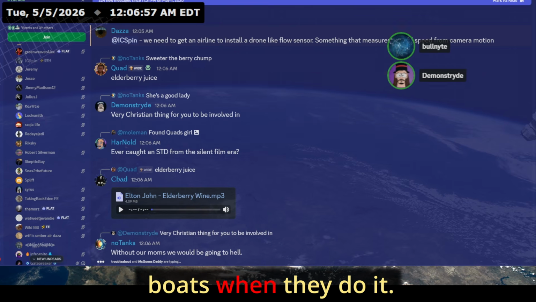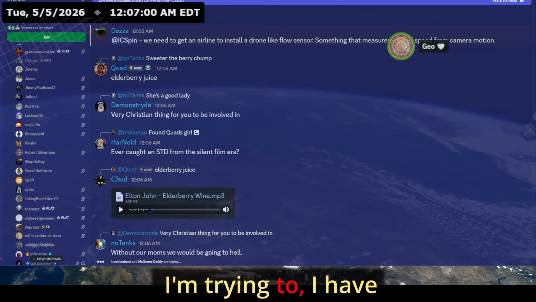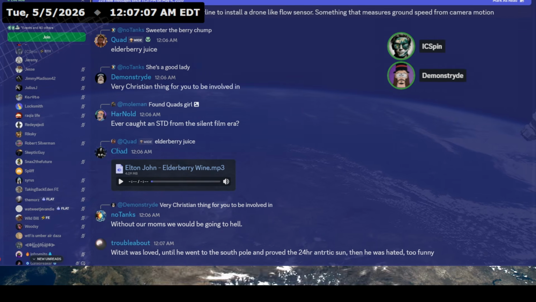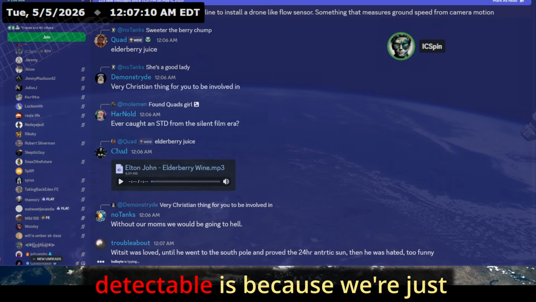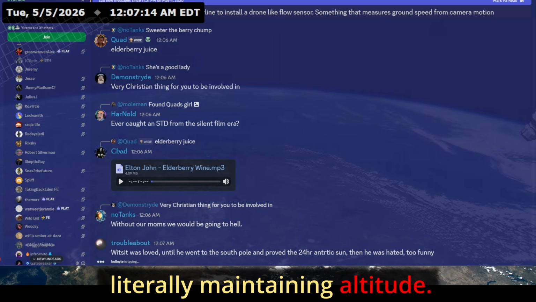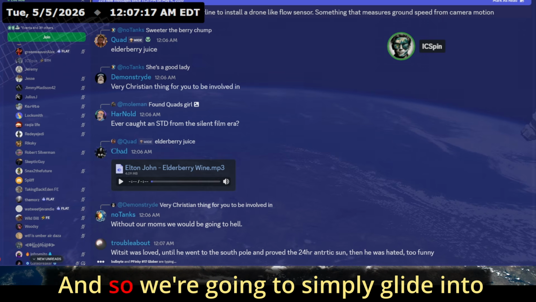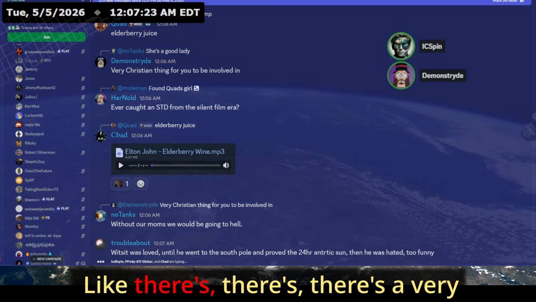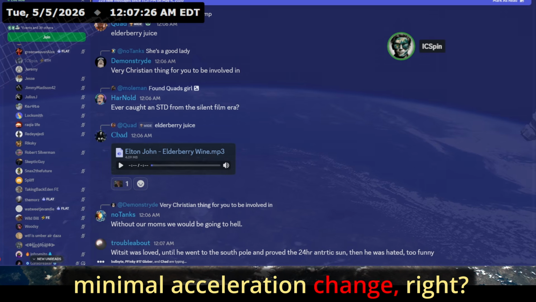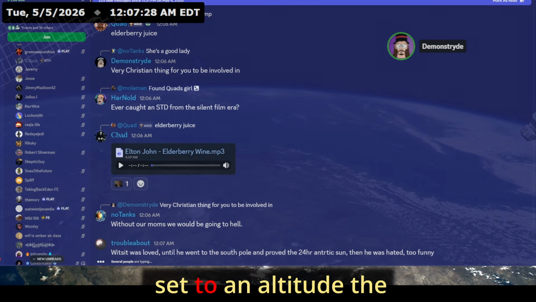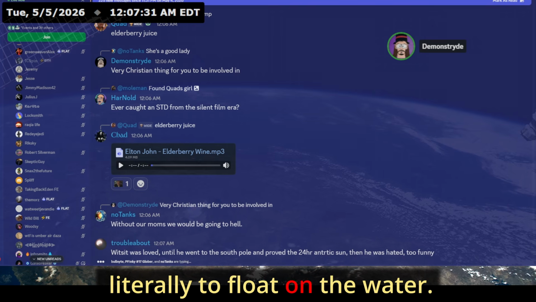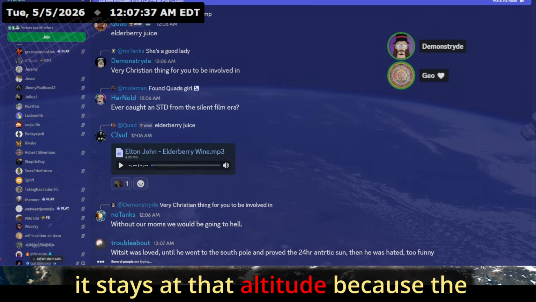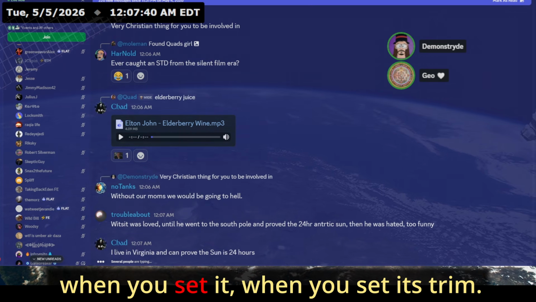It's as detectable as when boats do it. I'll tell you the reason I don't think it is detectable: we're just literally maintaining altitude. We're maintaining air pressure, so we simply glide into an air pressure without changing anything else. There's a very minimal acceleration change. You trim and set to an altitude the same way a boat is trimmed to float on the water. You could put a hole in it and go at a lower altitude, but just like a boat, it stays at that altitude because of the medium it's in. The same thing happens for a plane when you set its trim.